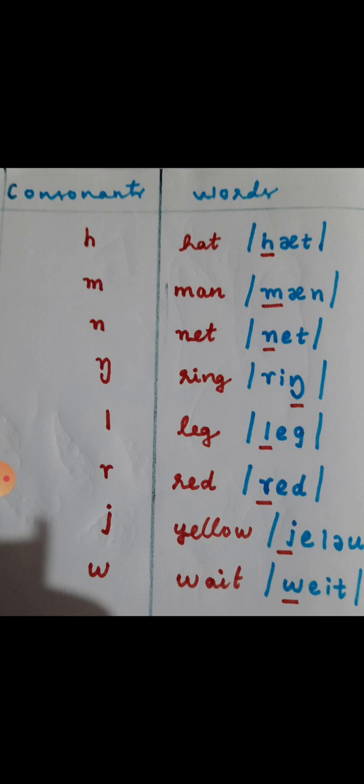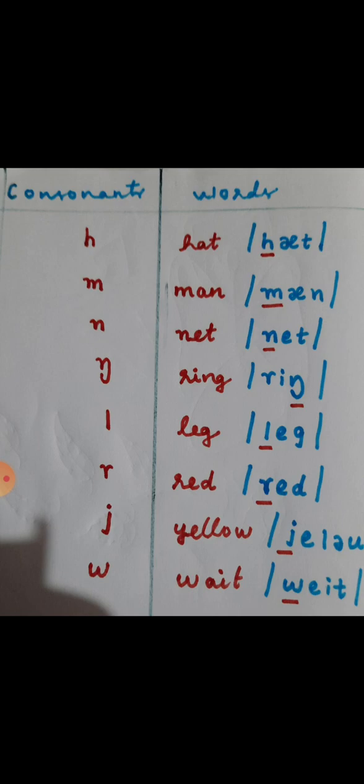Clear? Y as in yellow, y plus a plus l plus o, yellow. Opening with the slash and closing with the slash. Clear? Another example is yoke, Y-O-K-E, yoke. Clear? So we'll pass on to the next sound, the last sound, and that sound is the w sound. We are rounding the lips.